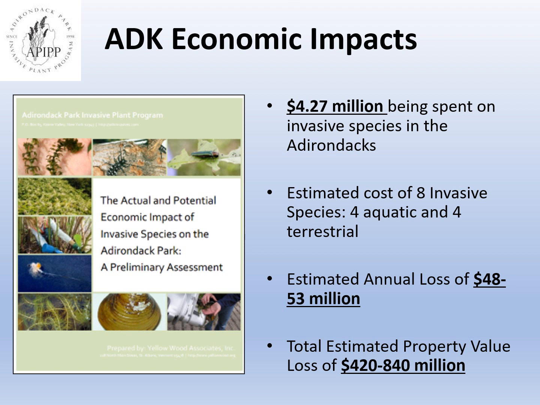The Adirondack Park Invasive Plant Program conducted a study a few years ago that evaluated the economic impacts of just 8 of the known invasive species in the Adirondack Park. That includes 4 aquatic and 4 terrestrial species. And just from this study, there was an estimated annual loss of $48 to $53 million a year due to the impact of these 8 species. There was also an evaluation of the property value loss due to the impacts of these species, which is somewhere between $400 and $900 million.